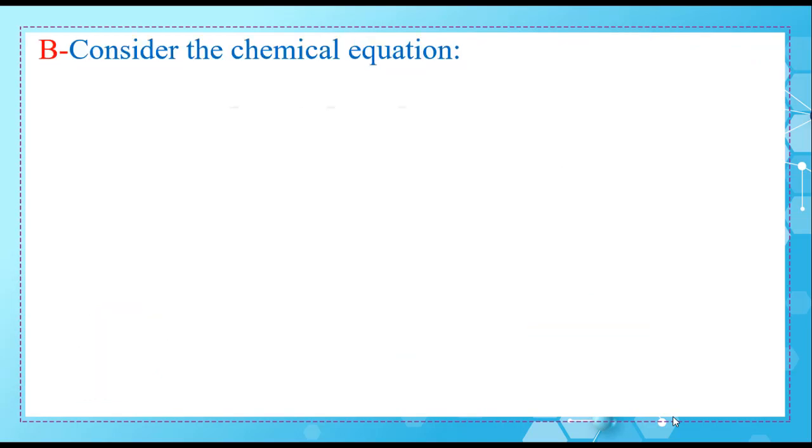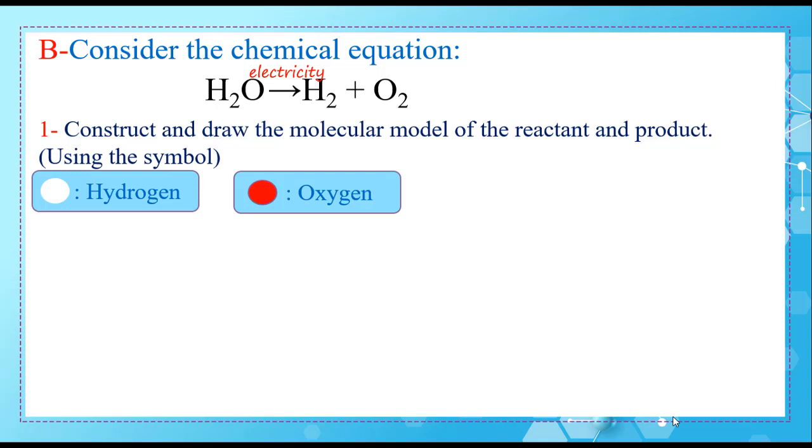Consider the chemical equation H2O decomposes into H2 plus O2 in the presence of electricity. Construct and draw the molecular model of the reactant and the product using the following symbols. In H2O, 2 hydrogen atoms and 1 oxygen atom decompose in the presence of electricity into H2 plus O2.